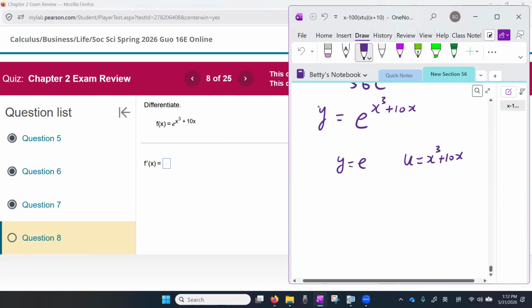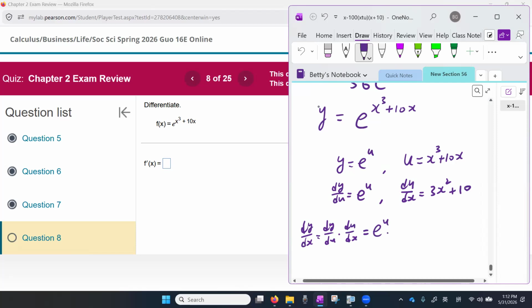Then y equals e to the power of u, okay? And then dy du is e to the power of u, du dx is 3x squared plus 10, and dy dx equals dy du times du dx. dy du is e to the power of u, du dx is 3x squared plus 10. It looks prettier if we write the 3x squared plus 10 in front of e to the power u, which is x cubed plus 10x, right?